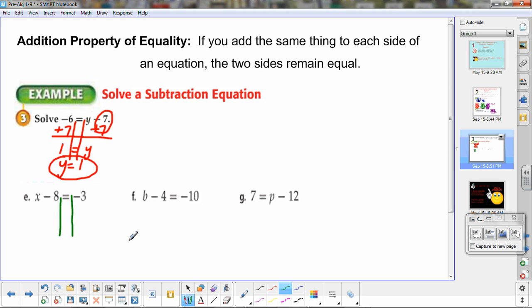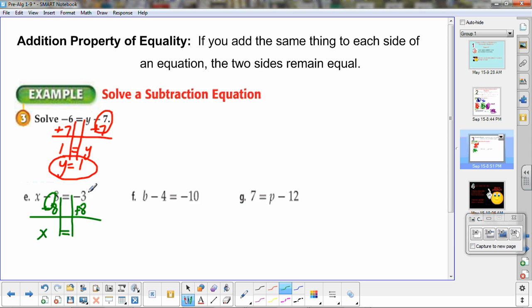In the equation x minus 8 equals negative 3, we want to get x by itself, so we're going to get rid of the minus 8 by adding 8. If I add 8 on the left, I have to add 8 on the right to keep it equal. This minus 8 and plus 8, or negative 8 plus 8, is 0. So I'm left with x on the left.